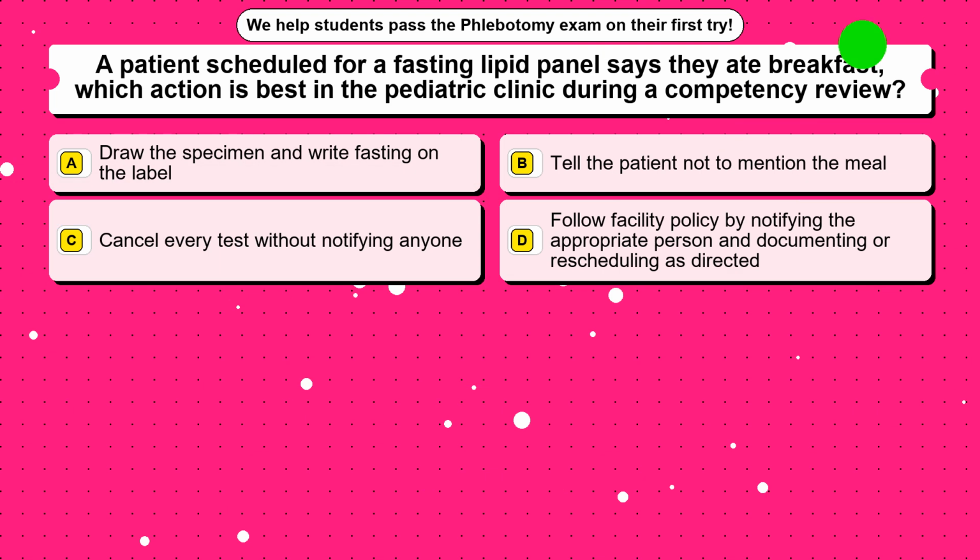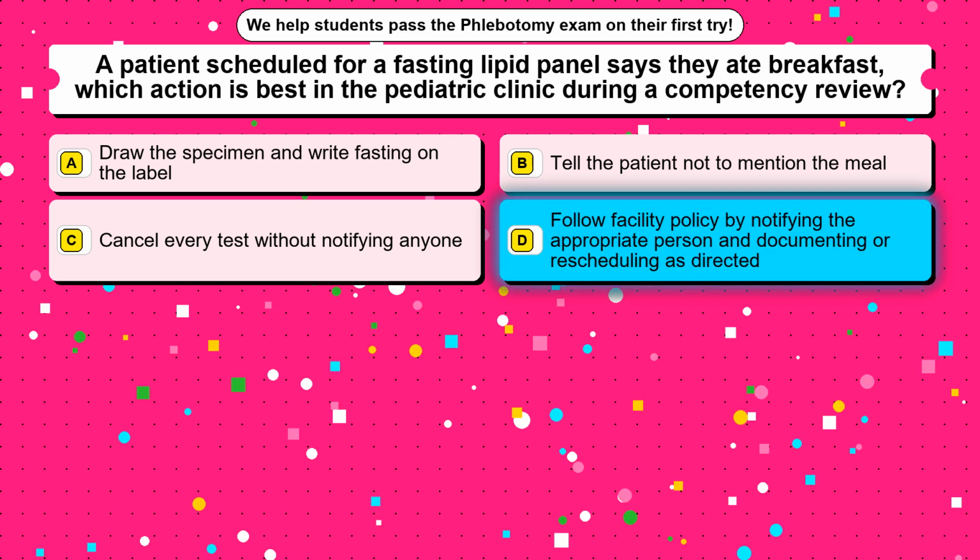Question 67. A patient scheduled for a fasting lipid panel says they ate breakfast. Which action is best in the pediatric clinic during a competency review? Option A. Draw the specimen and write fasting on the label. Option B. Tell the patient not to mention the meal. Option C. Cancel every test without notifying anyone. Option D. Follow facility policy by notifying the appropriate person and documenting or rescheduling as directed.